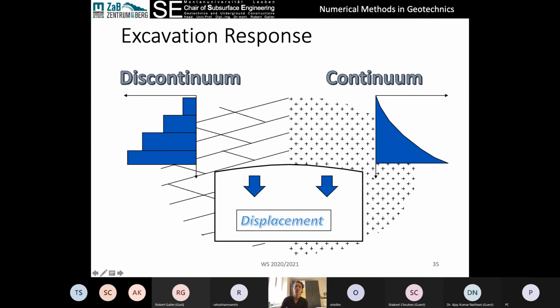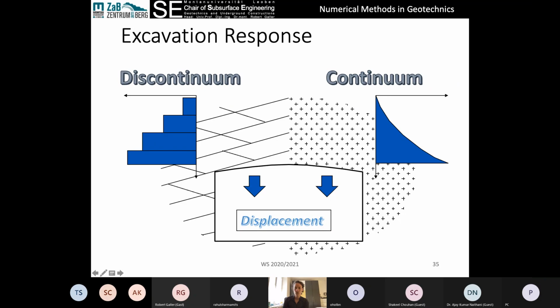Now, a lot of discontinuum models also allow a continuum model inside, so a finite element or finite difference model is applied to the inside of the blocks, but the joints, the discontinuities, the separations between the blocks have a lot of action happening on them. And so if we look at then the displacement of an excavation in a discontinuum code, we would see that that displacement would be more stepwise, associated with the discrete movement on each of these discontinuities.